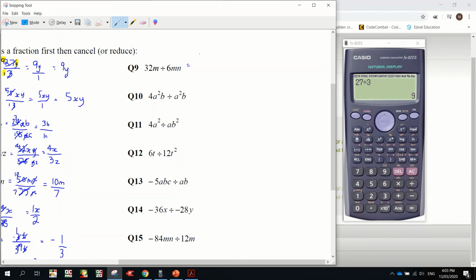So we've got 32m divided by 6mn equals... alright, highest common factor between 6 and 32. Tricky one.